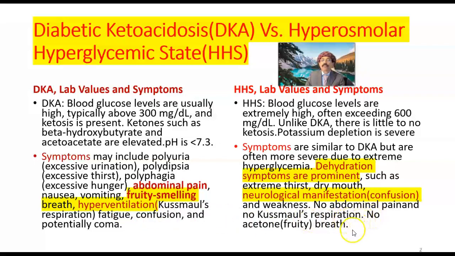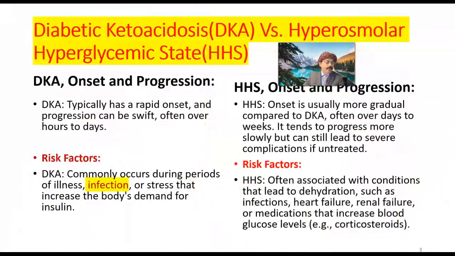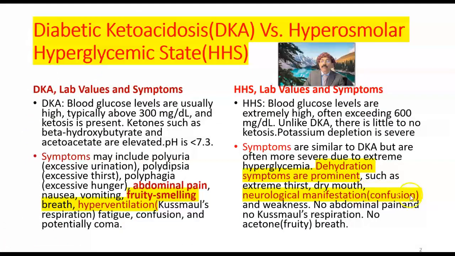In hyperosmolar hyperglycemic state, there is no Kussmaul's respiration because there is no compensatory respiratory hyperventilation. In DKA, compensatory hyperventilation happens because of metabolic acidosis. Here it is absent in case of HHS. No Kussmaul respiration, no acetone or fruity breath. This is a ketone body, so there is no ketone here, so no fruity breath.